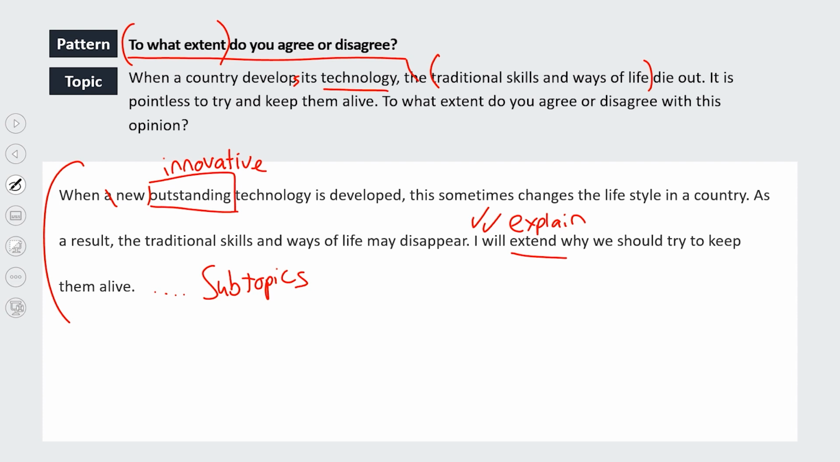So innovative is a word that's often strongly linked to technology. So when new innovative technology is developed, this sometimes changes the lifestyle in a country. As a result, the traditional skills and ways of life may disappear. Okay, the only thing they could have done maybe was paraphrase traditional skills and ways of life.